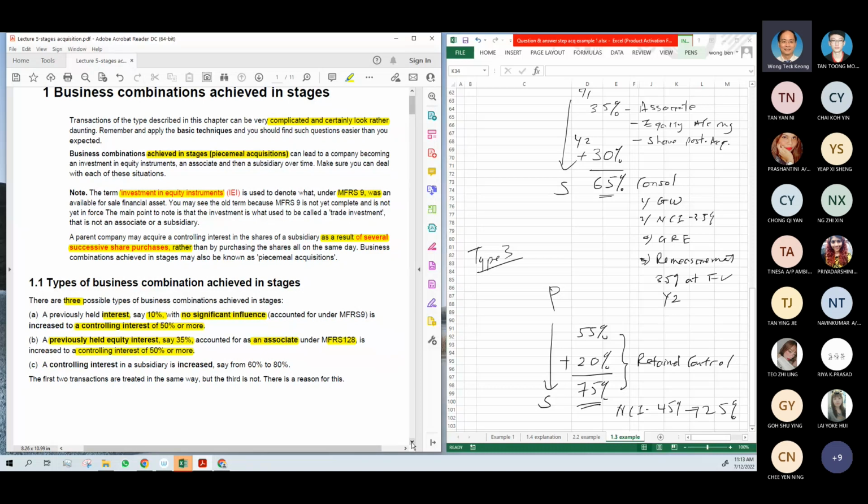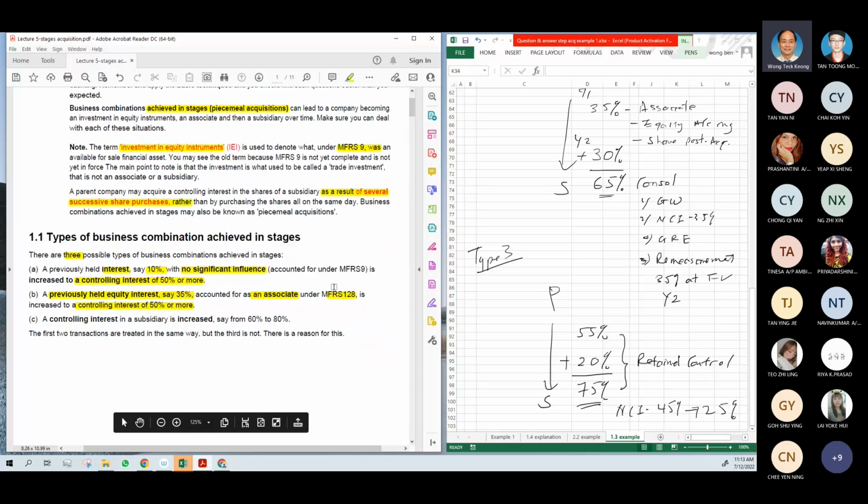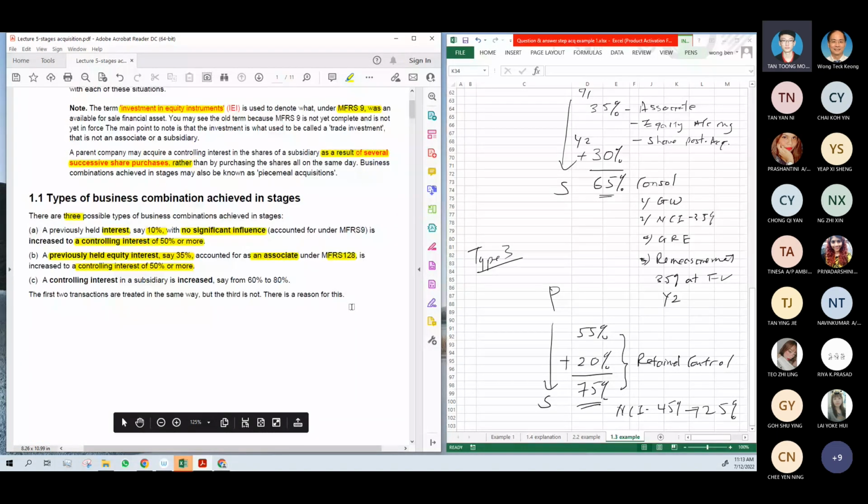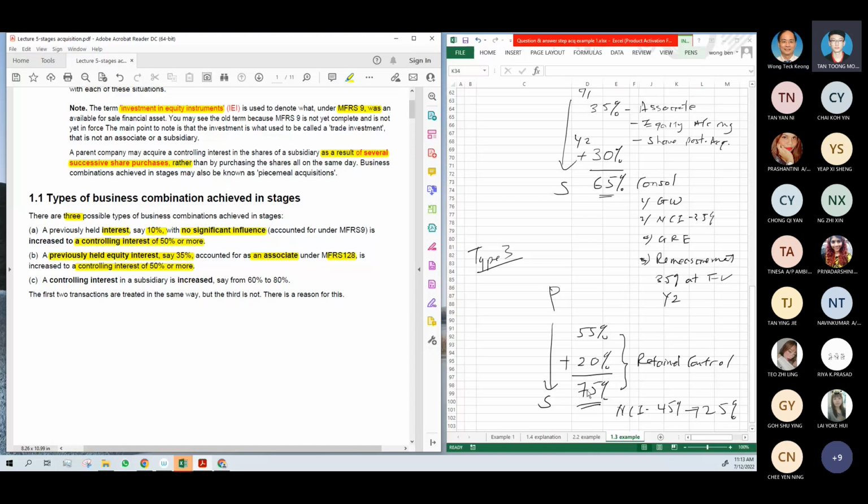Okay, now we go into more detail. Sir, may I ask, there's nothing special about type 3, right? Yes, it's special. You don't need to compute goodwill again once you reach 75%. Goodwill is only computed at 55%. When you reach 75%, no need to compute.